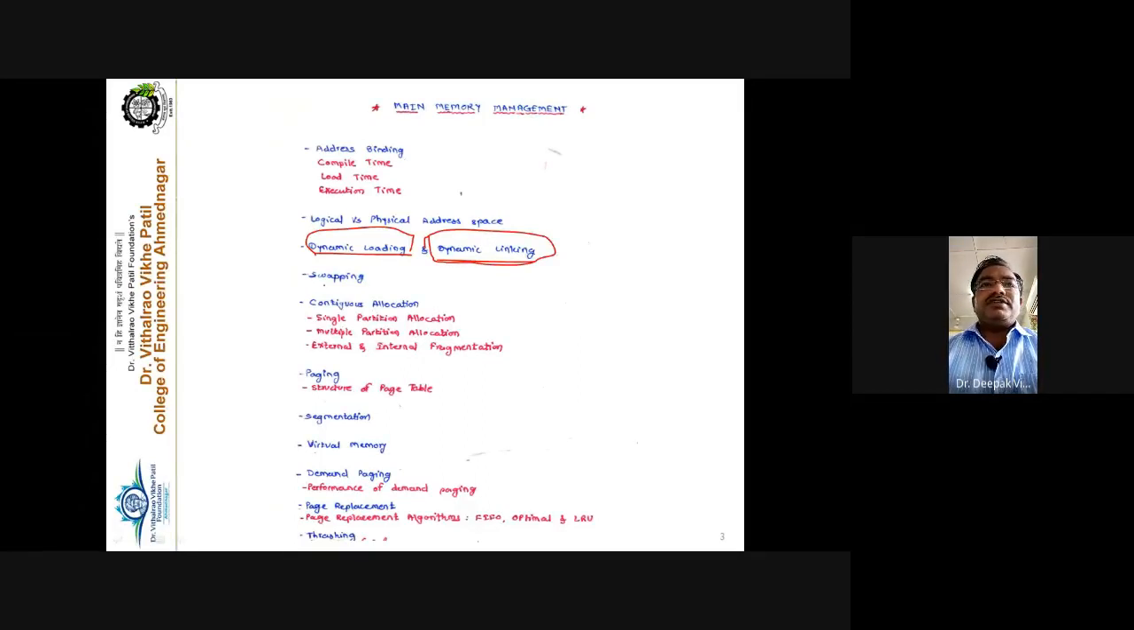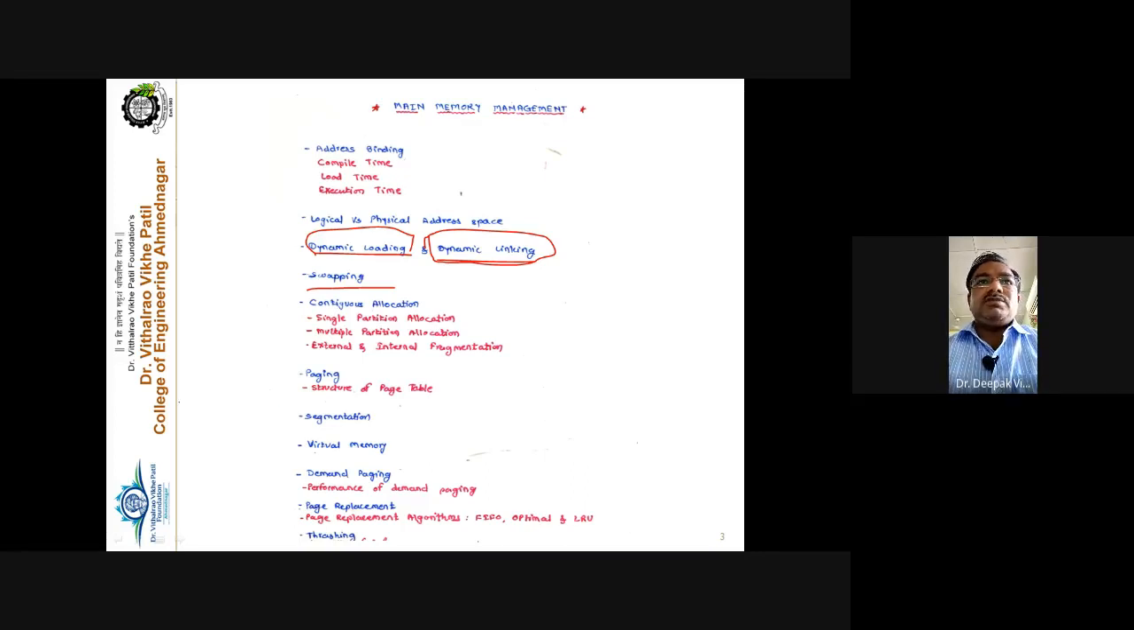We have also seen the concept of swapping, meaning placing the processes to and fro, from secondary storage to the RAM memory, and from RAM memory to the secondary storage. Swap in, swap out: when you put a process inside the main memory it is called a swap in, and when you remove the process from the main memory it is called a swap out.